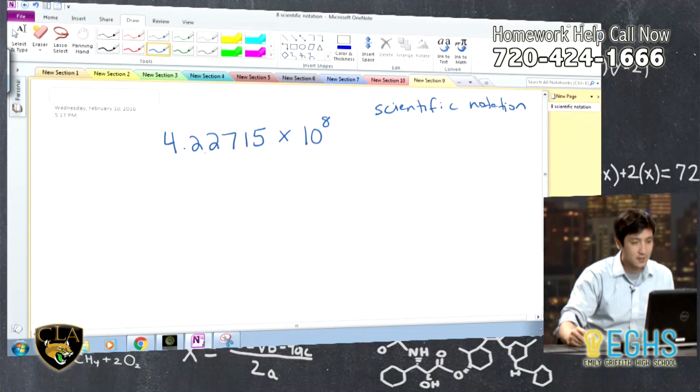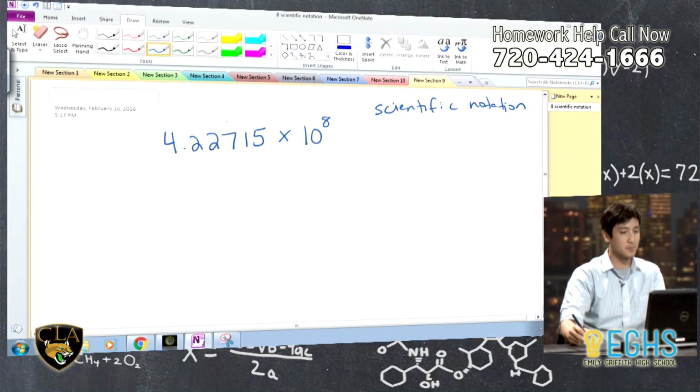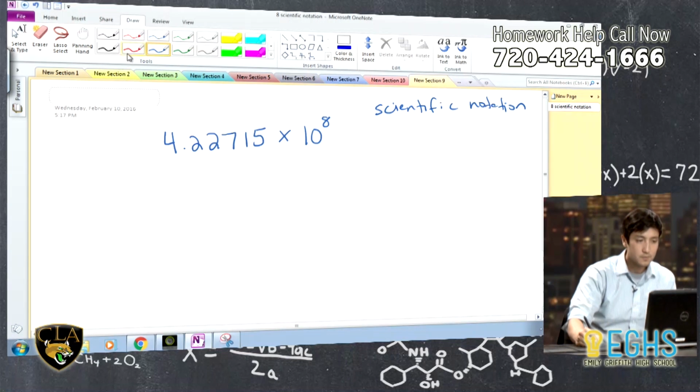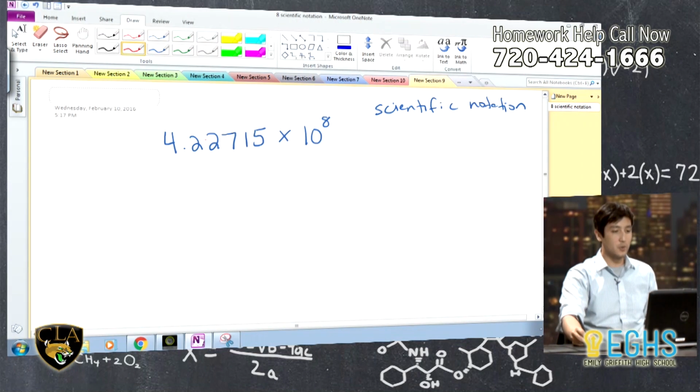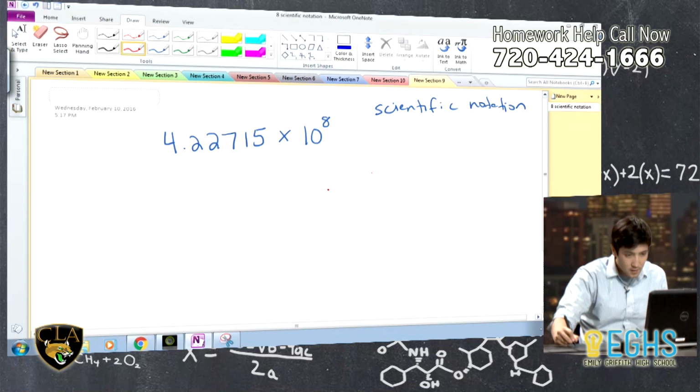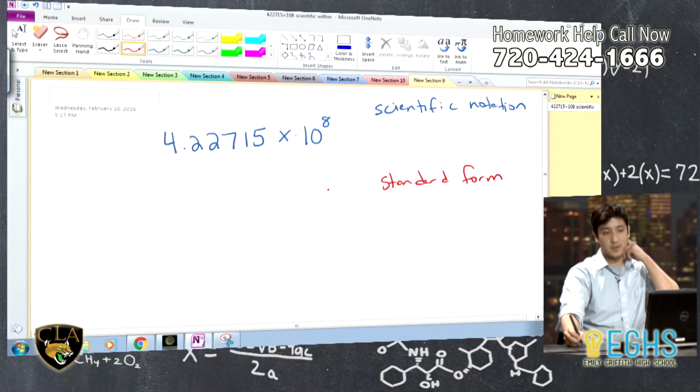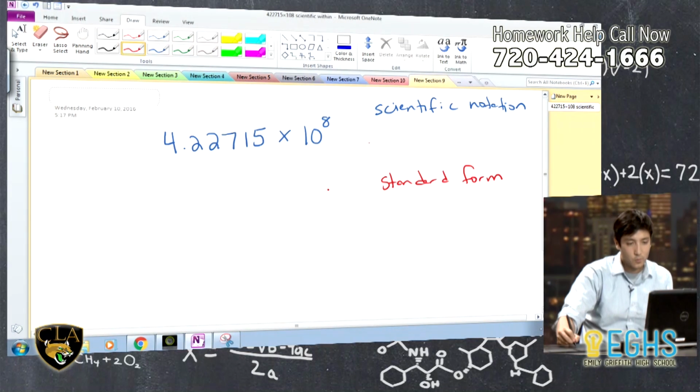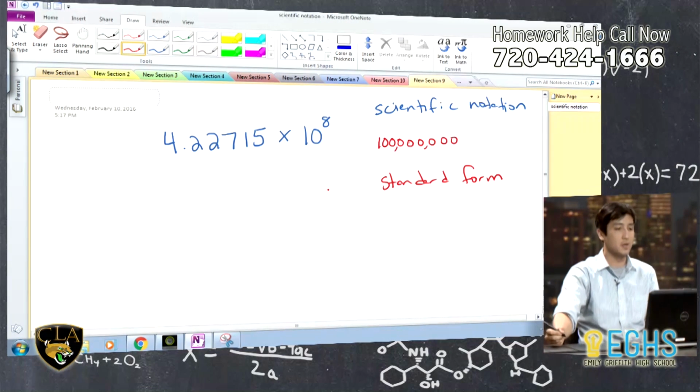So again, this is in scientific notation, which typically has just the one digit before the decimal point. Now, it's actually pretty easy to convert this into standard form. All we're doing is writing this without the decimal here. We're really just multiplying by 10 to the 8th. Well, 10 to the 8th is just a 1 with 8 zeros. So 1, 2, 3, 4, 5, 6, 7, 8. So 10 to the 8th would be 100 million.